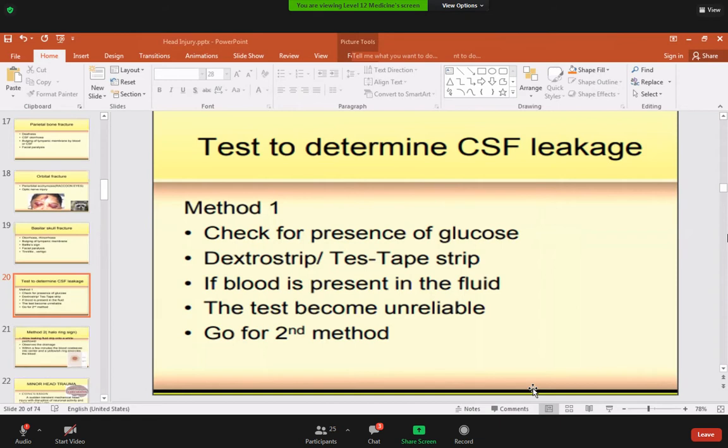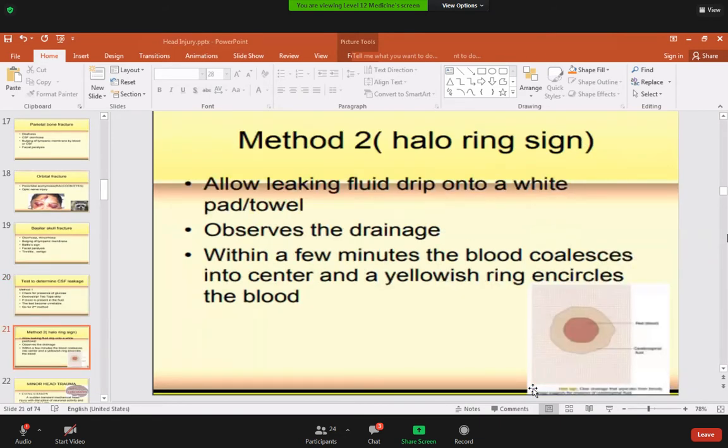So if it is a clear fluid, just check for glucose. If it is very high as compared to the blood, your idea is clear that this is CSF. But if it is mixed with blood, then we cannot say for sure that this is CSF. So we can go for the other method. Take a drop of whatever is coming out, whether it is blood or a clear fluid, on a white towel. If you observe it for a few minutes, you will see that blood is in the center and a yellow ring appears around it. This is called the halo ring sign. These two methods can tell you that the fluid coming out of the ear or the nose is CSF leaking through it.